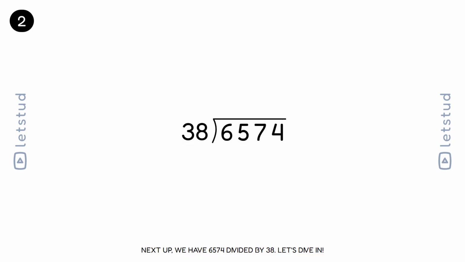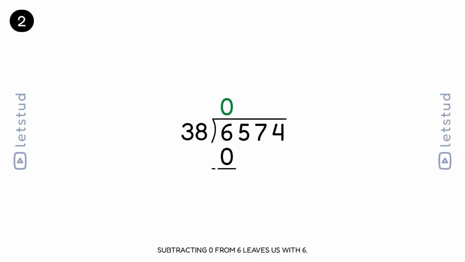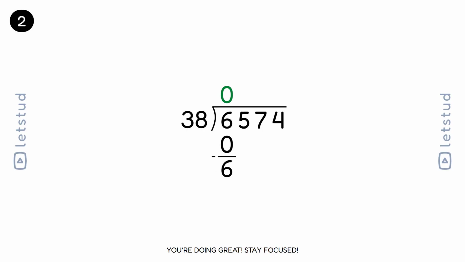Next up, we have 6574 divided by 38. Let's dive in. We start with the first digit, 6. Can 38 fit into 6? Nope, it's 0 times. 0 times 38 is 0. Subtracting 0 from 6 leaves us with 6. You're doing great, stay focused.